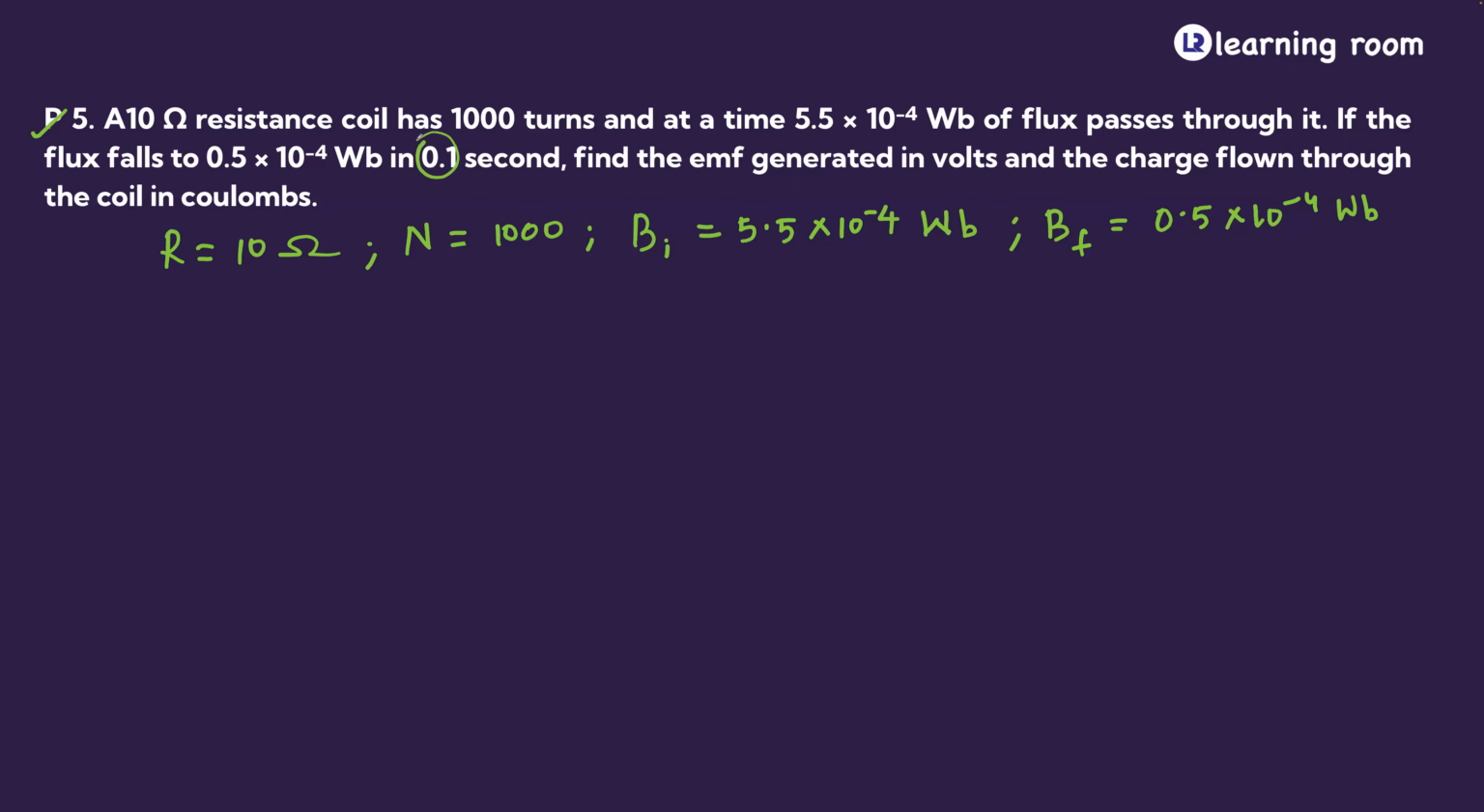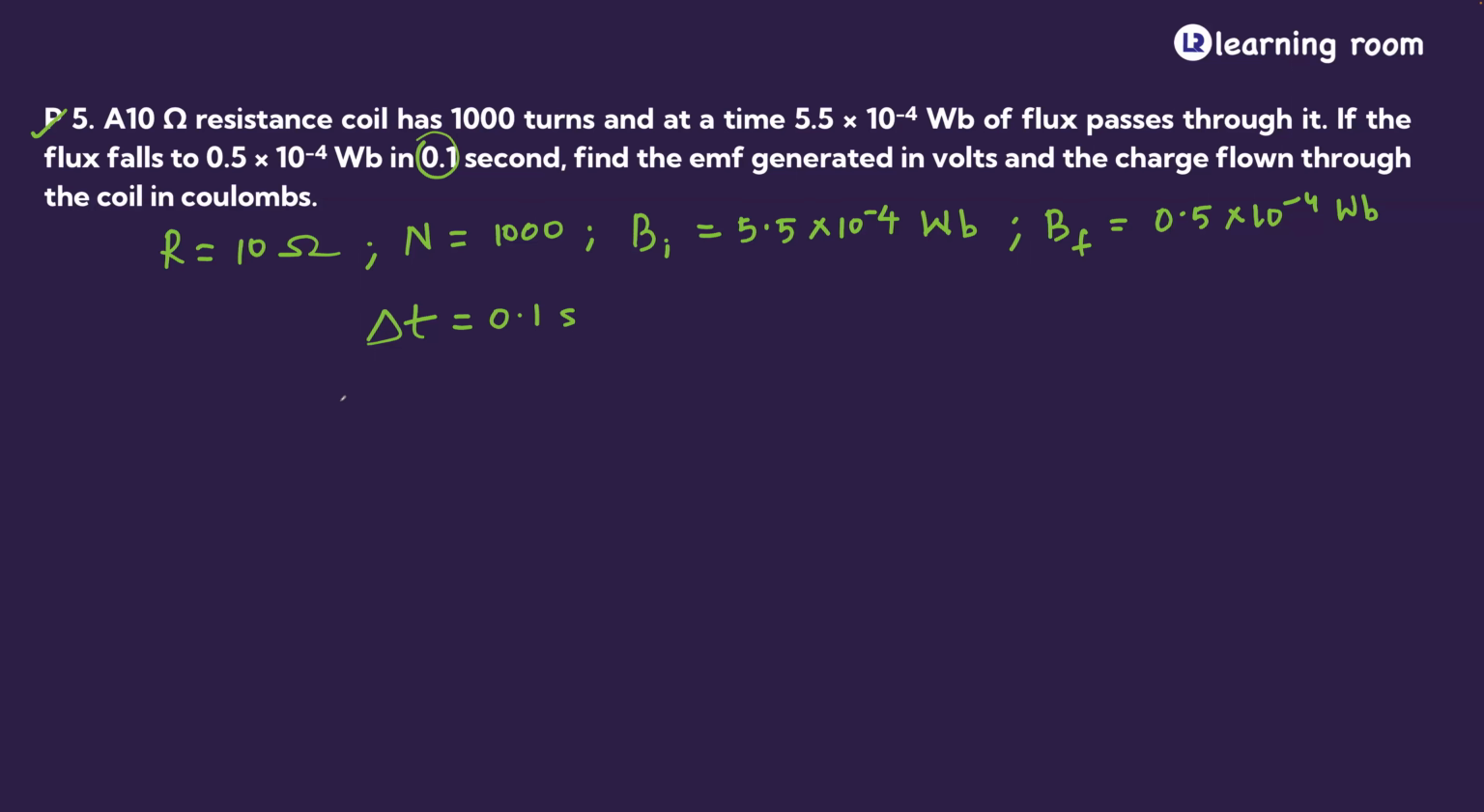In 0.1 second. So whenever they use the word "in", it is average. Whenever they use the word "at", it is instantaneous. So in 0.1 second, delta t is going to be 0.1 second. Find the EMF generated in volts and the charge flown through the coil in coulombs.